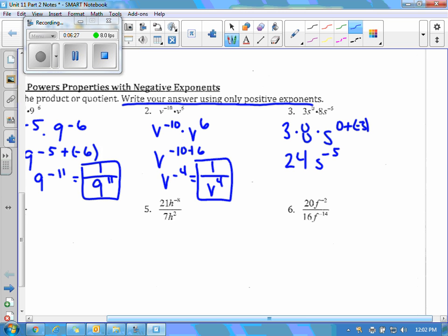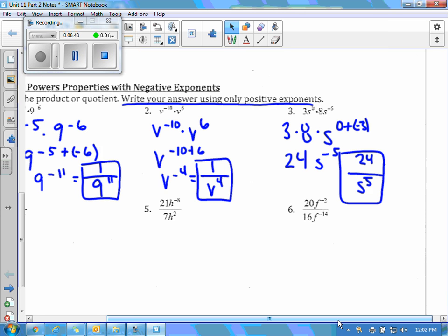Now I'm not done because I don't have positive exponents. So I need to move this negative 6 to the bottom so it becomes positive. Notice that the 24 stays on the top. Another way you can think of that is s to the 0 would just be 1, so you wouldn't even have to worry about adding to it.